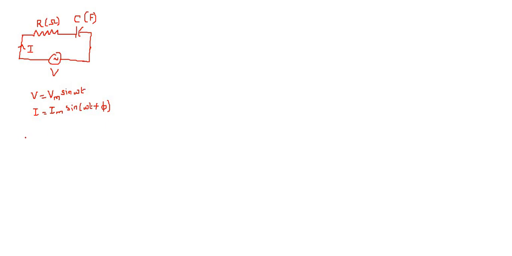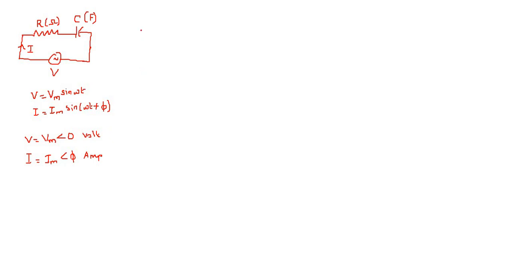Now we represent this in polar form. V is equal to Vm angle 0 volt. I is equal to Im angle phi ampere. So this is the basic difference: Im angle phi and Vm angle 0. Vm angle 0 is Vm sin omega t, so we are taking that as a reference.